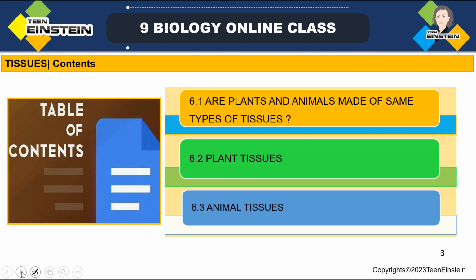So the main topics of this chapter which we are learning: all living organisms are made up of cells or tissues. We have already learned about cells, right? When we come to the concept of multicellular organisms, they are made up of tissues. Plants and animals are made up of tissues, and these tissues may be of the same type or of different types.